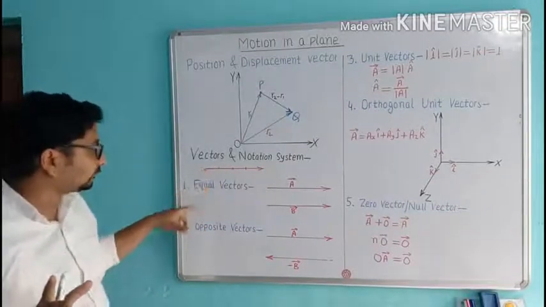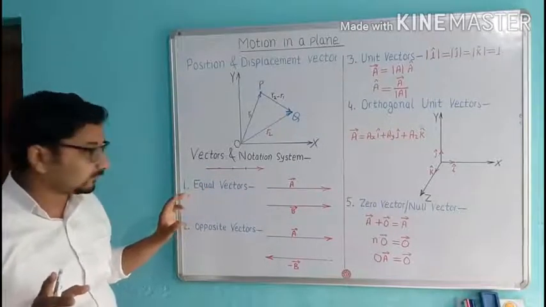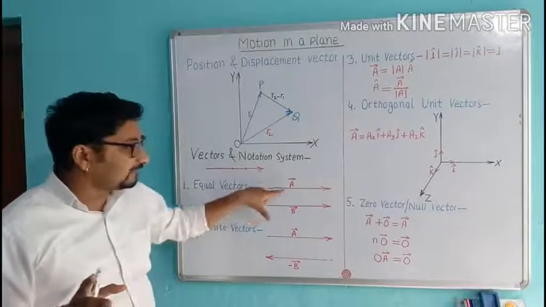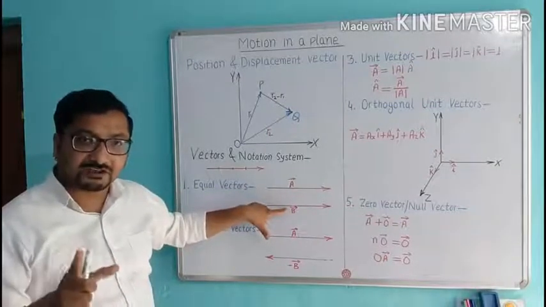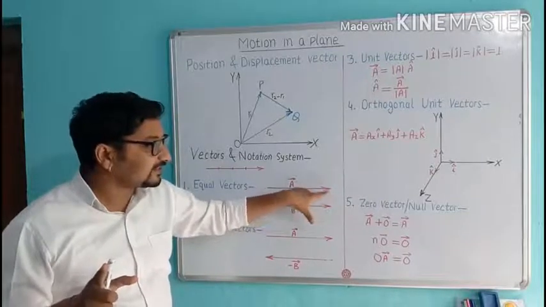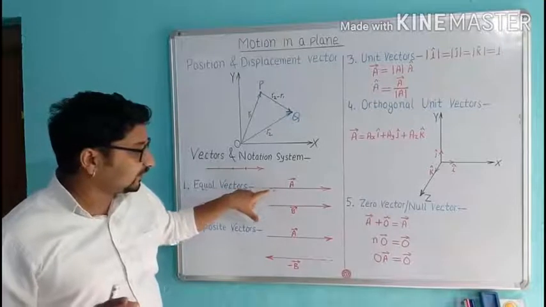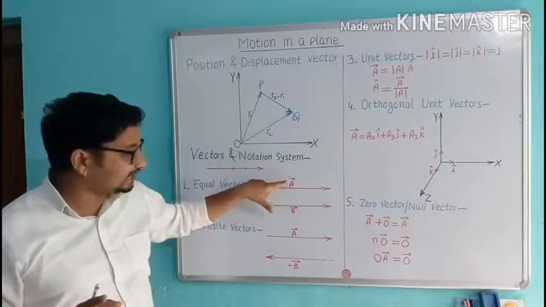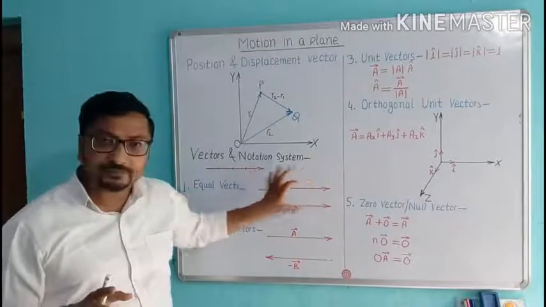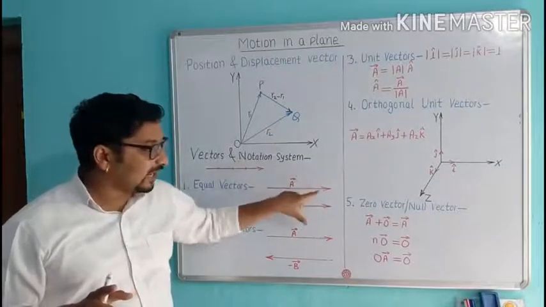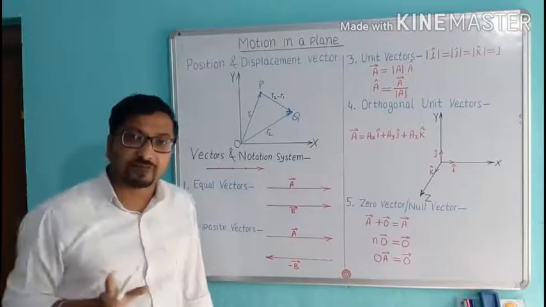Okay, now here are some vectors, equal vectors. Vectors are equal when they are equal in length and have the same direction. Here are two vectors A and B. They have equal length and the same direction. So vector A and vector B are called equal vectors.